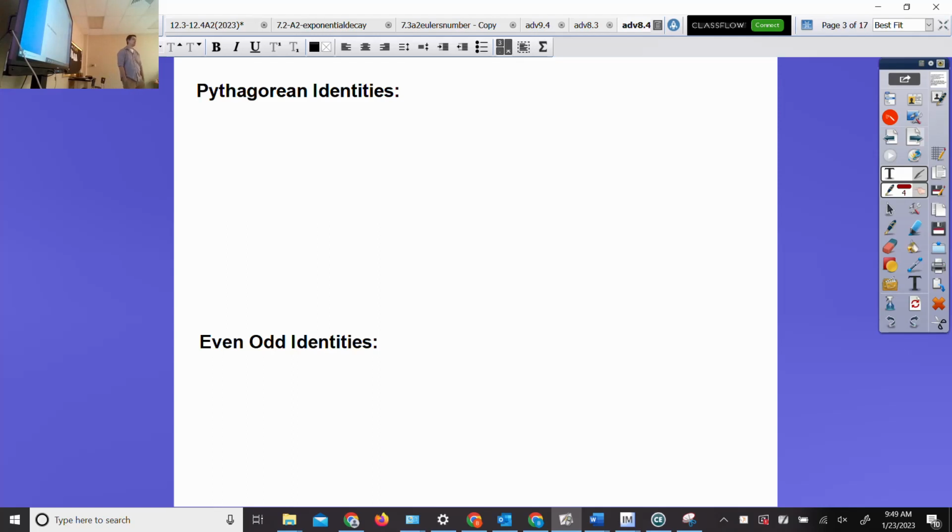Pythagorean identities. Thursday or Friday, I don't remember which day it was, we wrote down one of the Pythagorean identities, we derived it. Remember what we derived? It gave me the standard form of the circle. Yep, that's the one we derived. That's the first one. Sine squared of an angle plus cosine squared of an angle is 1.